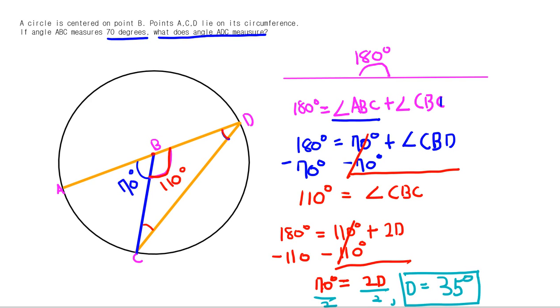In the next video, I'm going to talk about the third example of finding inscribed angles in the circle.